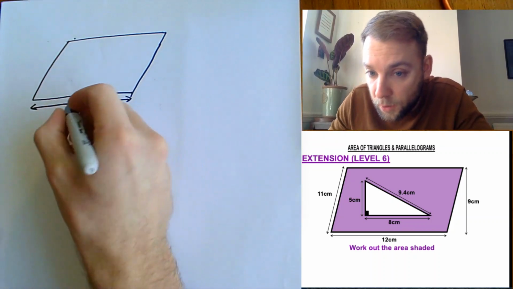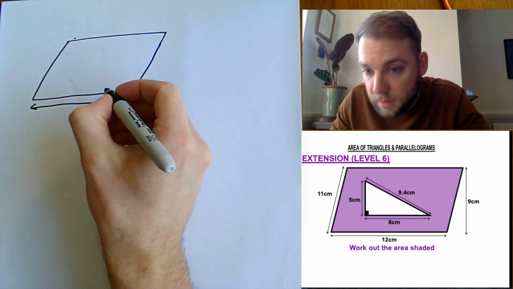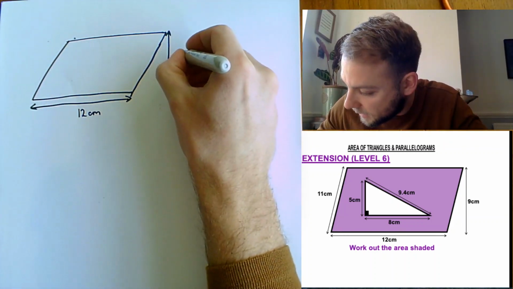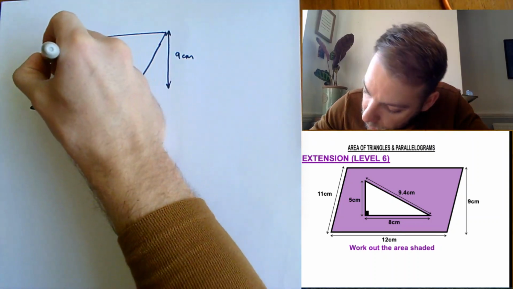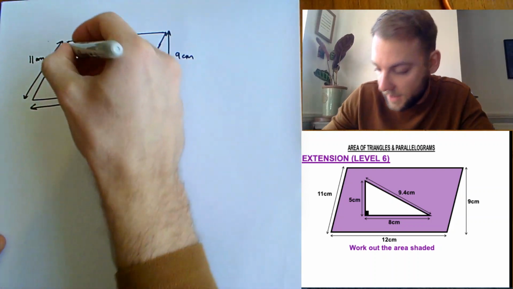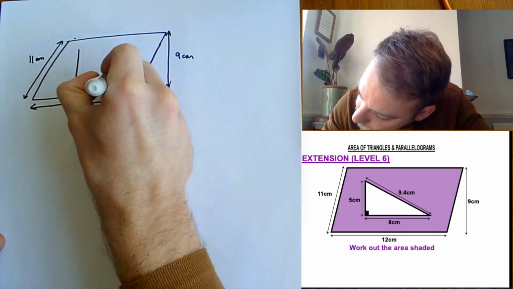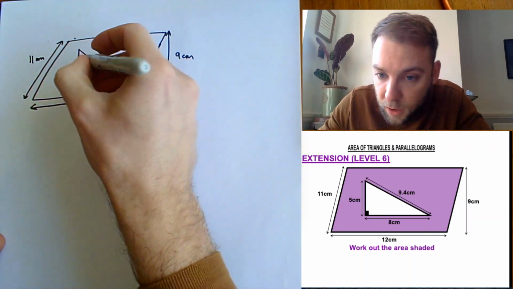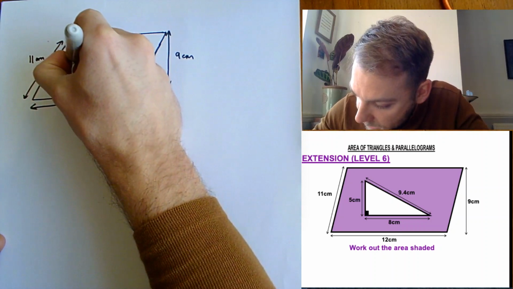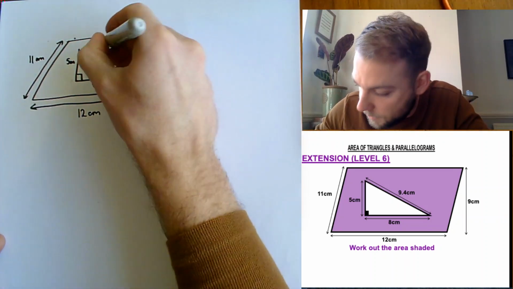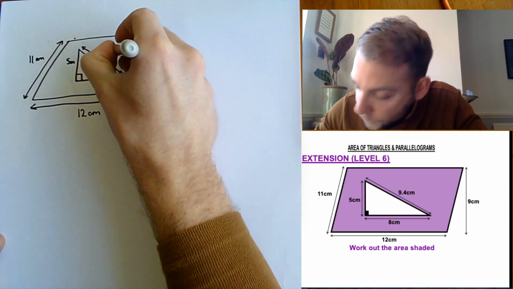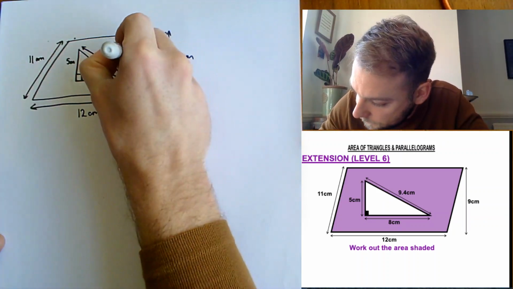So here, we know the base is equal to 12 centimeters. We know this vertical height is equal to 9 centimeters. We know this part here is equal to 11 centimeters. And then inside, we've got our base, which is 8 centimeters. We've got our vertical height, which is 5 centimeters, and this length here, which is equal to 9.4 centimeters.